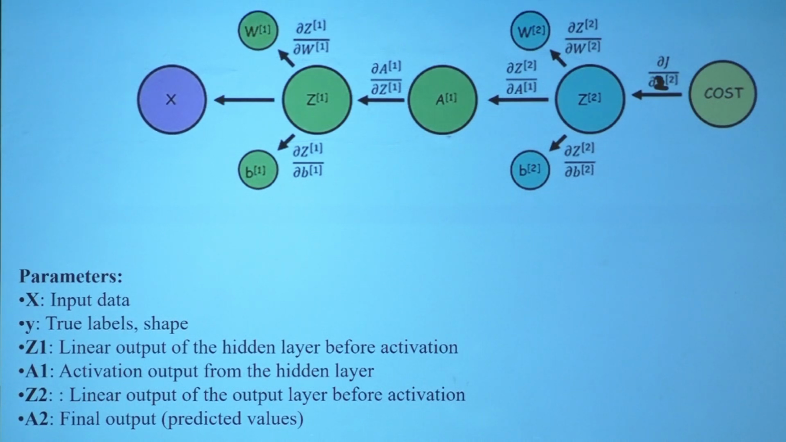Activation output of the hidden layer. What is Z2? Linear output of the output layer before activation function, and A2 is nothing but the final output, which is predicted output. So A2 is predicted output, Y is the actual output, X is the input. Are you all clear with this? Yes or no?